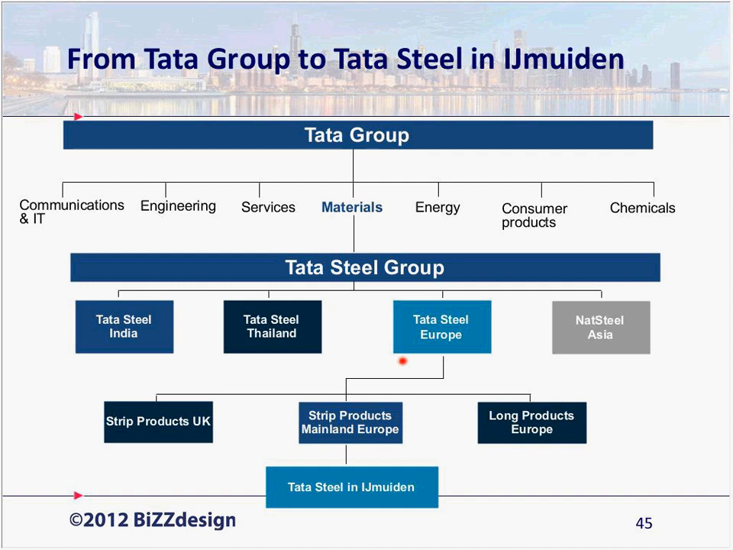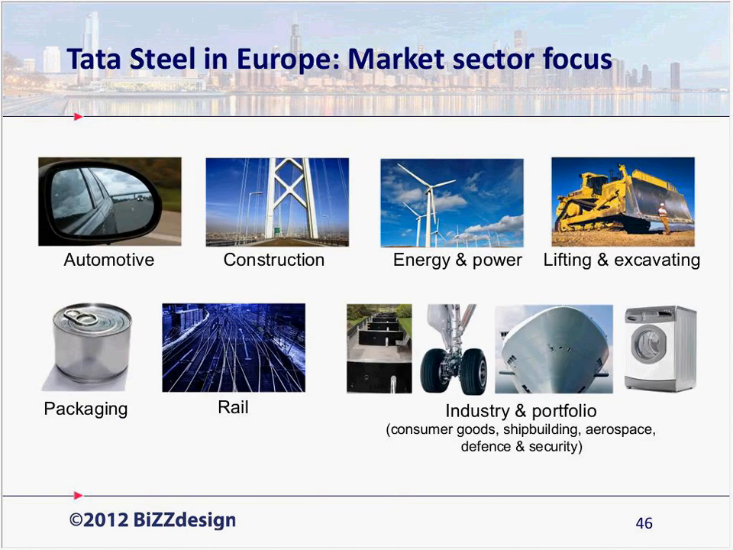And we have different locations in the UK, and we have strip projects mainly in Europe. This is in IJmuiden, Netherlands, which we used to call Corus. So British Steel and the Dutch steel company formed Corus, and Corus was taken over by Tata Steel in 2009. The group has a market focus: they create a lot of steel for the automotive and packaging industry, but also rail, energy and power, and large lifting.